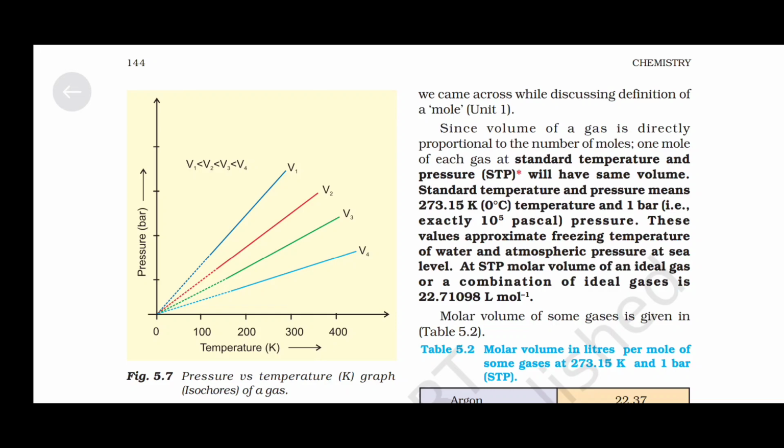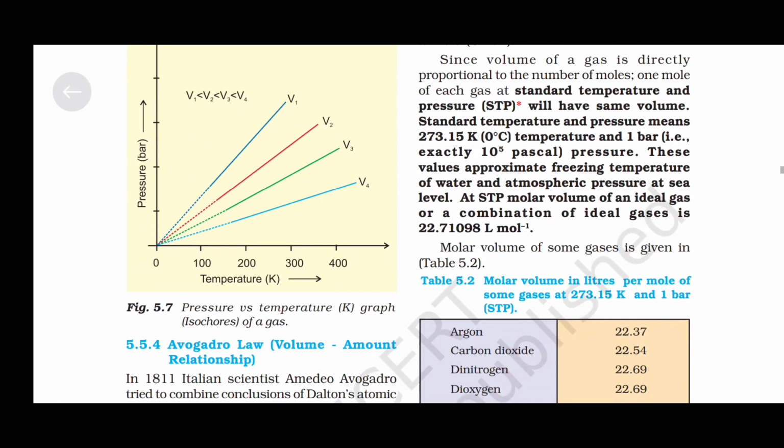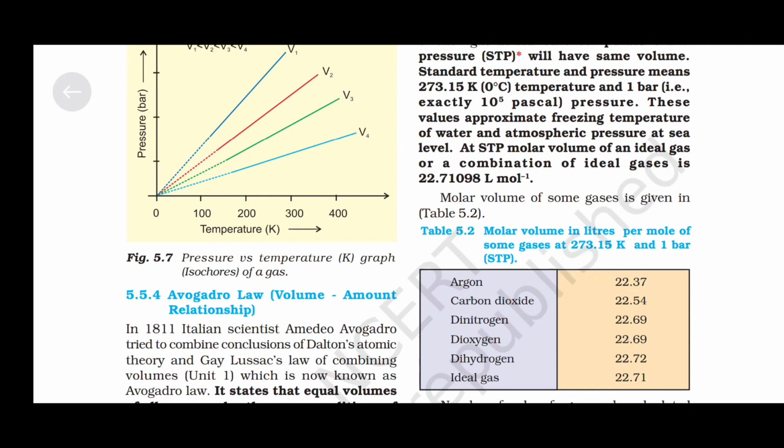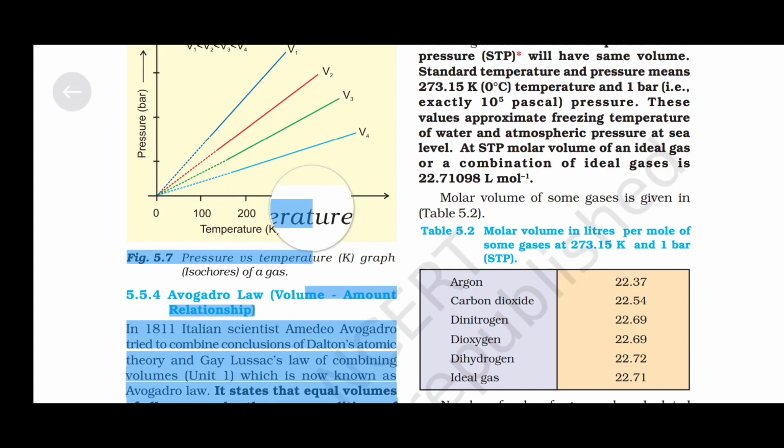Standard temperature and pressure means 273.15 Kelvin or 0 degree Celsius temperature and 1 bar, that is exactly 10^5 Pascal pressure. These values approximate the freezing temperature of water and atmospheric pressure at sea level. At STP, molar volume of an ideal gas or a combination of ideal gases is 22.7198 liter per mole. Molar volume of some gases is given, you can see in the table below.